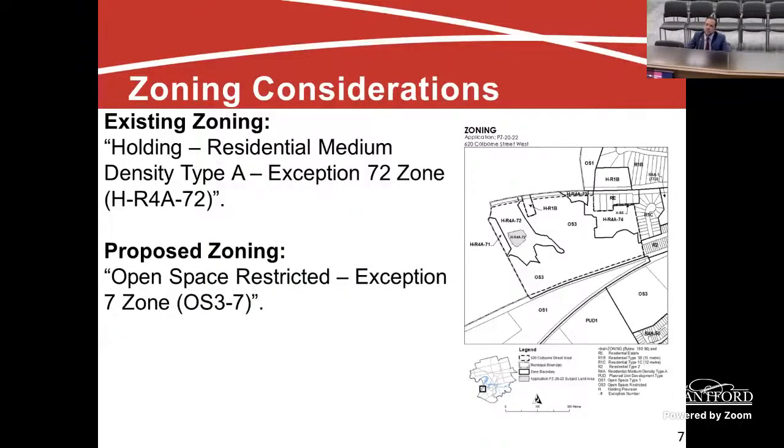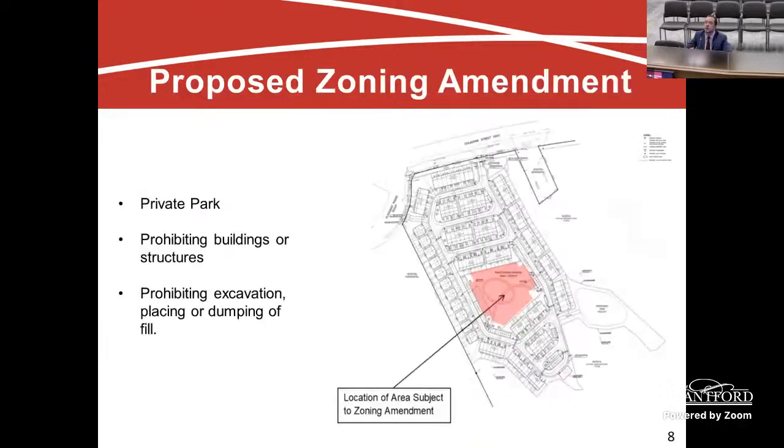So specifically, as the applicant has acknowledged, the rezoning only applies to a portion of the west block that's zoned H-R4A-72. There's still a holding in place on that property. The proposed zoning is to go to a site-specific open space zone, and the exception 7 speaks specifically to some of the provisions that are identified in the staff report. Just at a high level, one in particular limits the use to a private park, which is the essential amenity area proposed for the west block. It also prohibits things such as buildings and structures, any sort of excavation, placing, and dumping of fill.